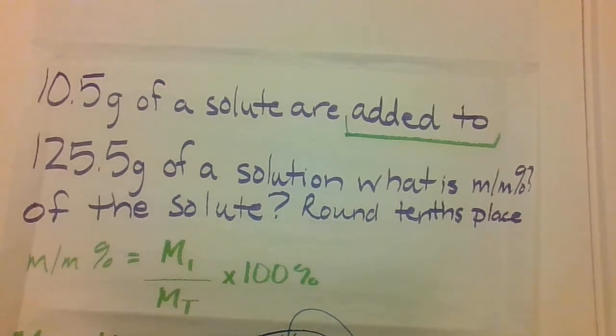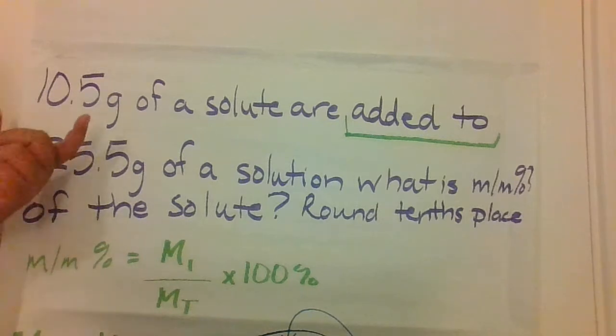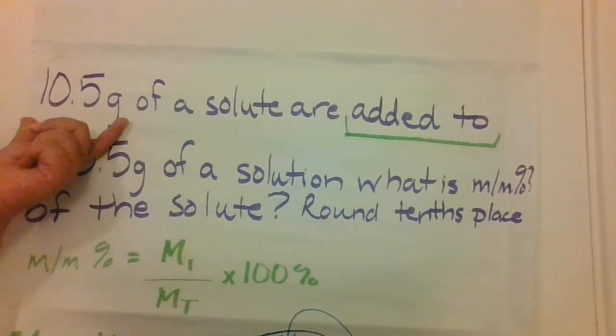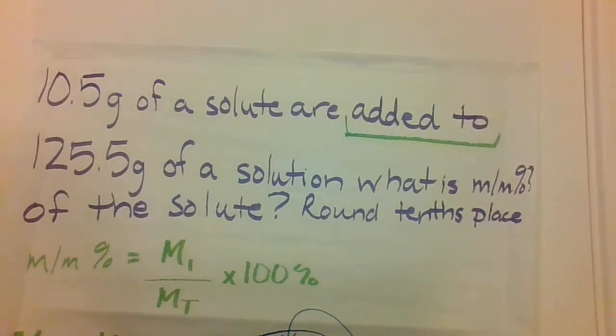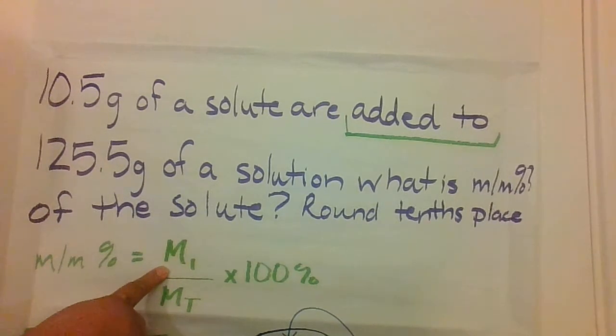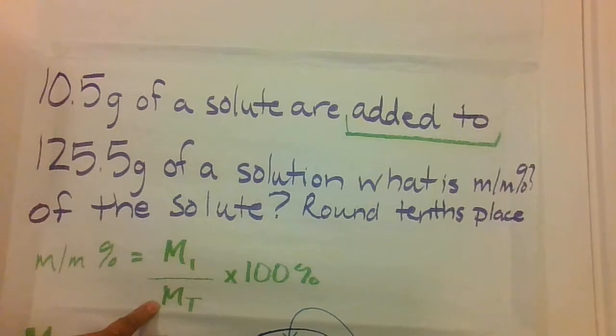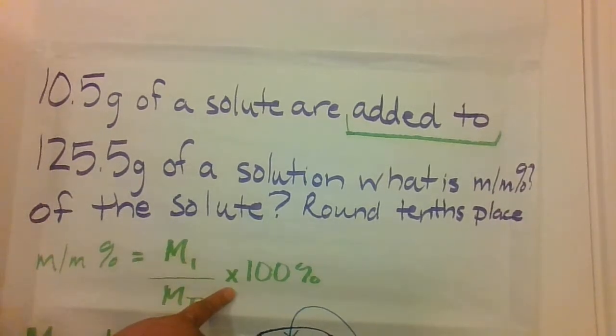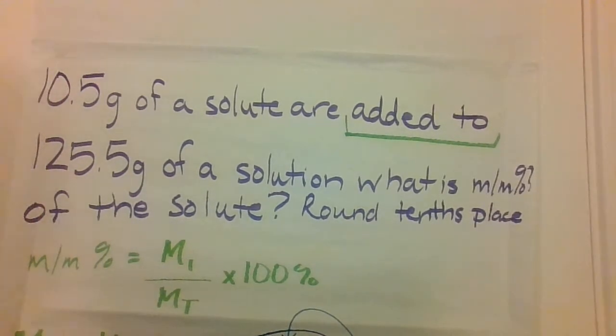Once again, this is just like that problem of saying, out of all of the total amount of possible mass, or points in the case of a grade, how much or what percentage of that would 10.5 grams be? So the formula for mass percent is your initial mass divided by your total mass times 100. I want you all to pause the video at this time and give this one a try.